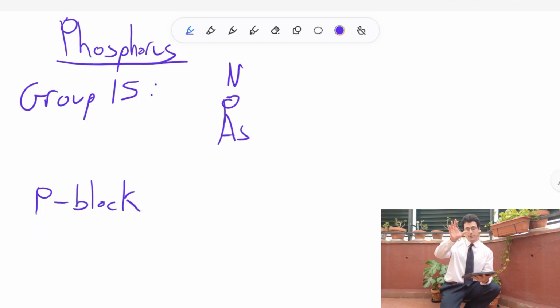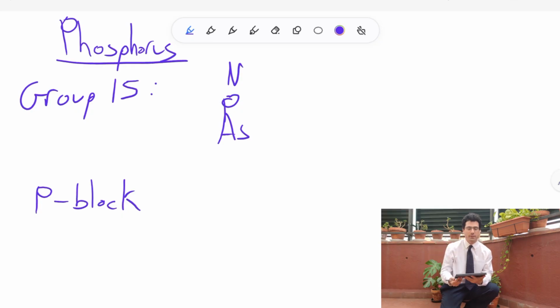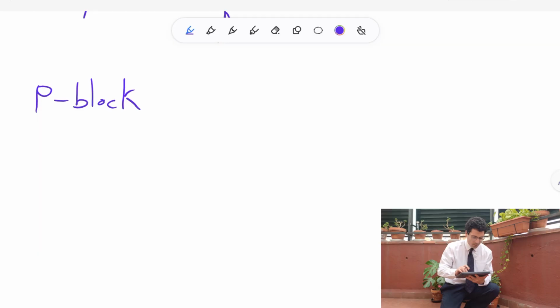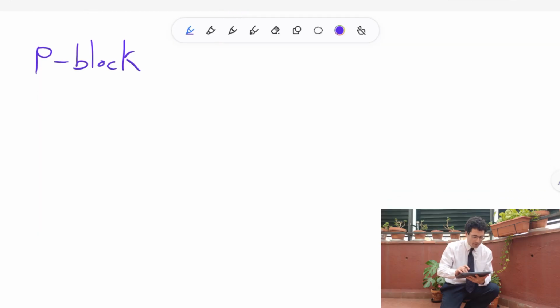The p block is on the right hand side of the periodic table, and p just represents the type of orbital in which these electrons, which are in the outer shell, are held. Now, I said in the introduction that phosphorus is one of the elements which has the most allotropes. I should probably first explain what an allotrope is.